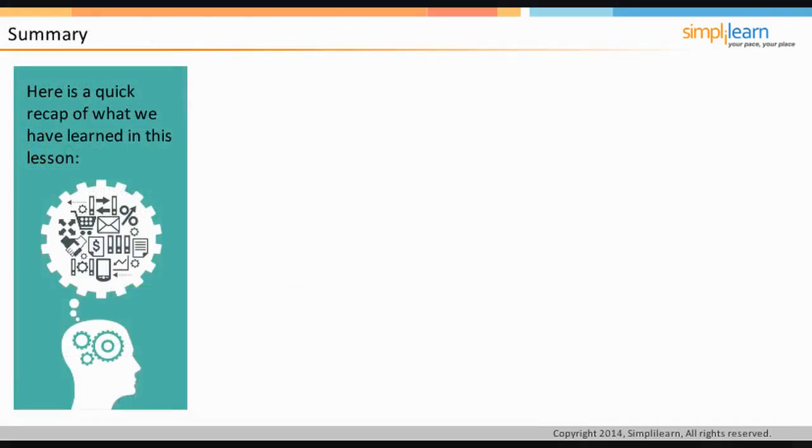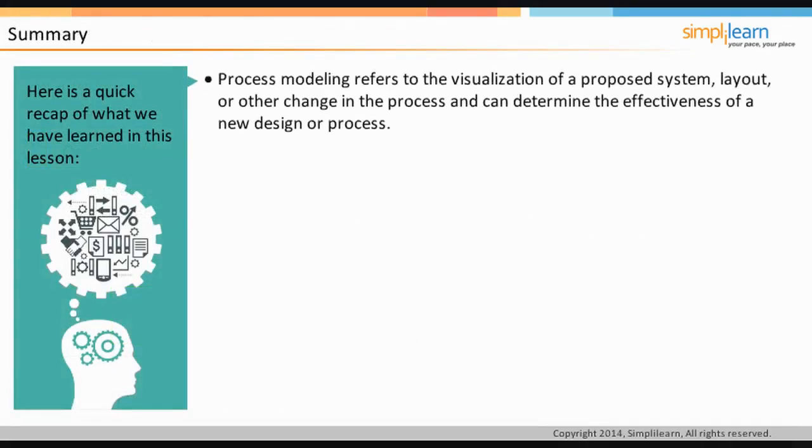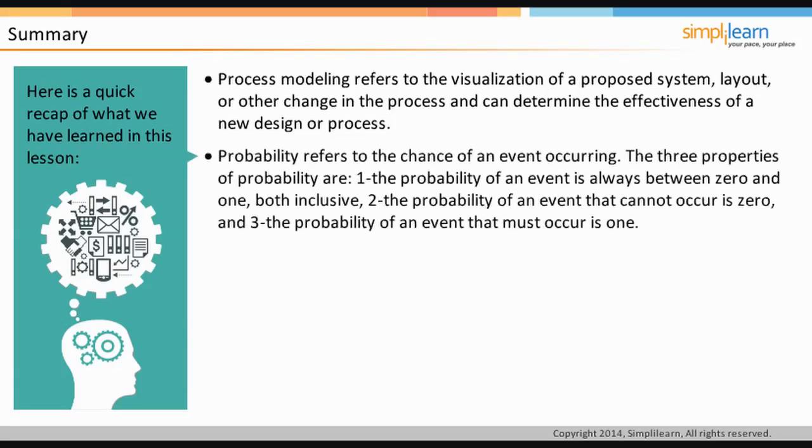Let us summarize what we have learned in this lesson. Process modeling refers to the visualization of a proposed system, layout, or other change in the process, and can determine the effectiveness of a new design or process. Probability refers to the chance of an event occurring.